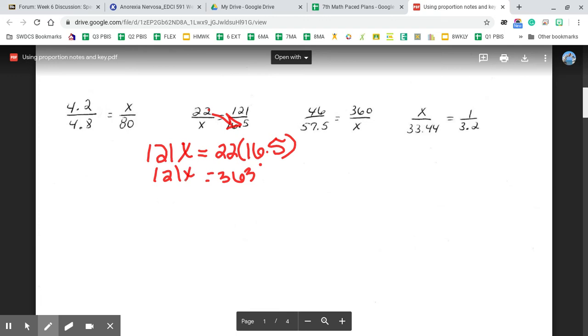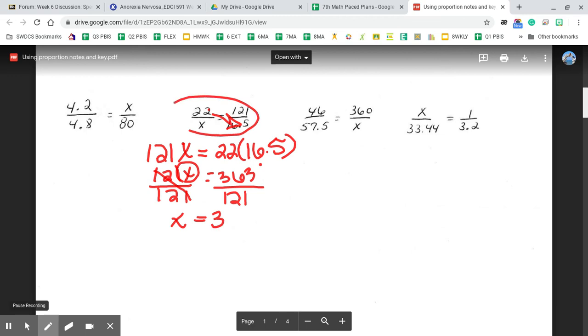Because we're multiplying 121 times x, we use the inverse operation, which is division. So we are going to divide both sides by 121. When we do that, we get 121 divided by 121, which is just x. And then we get 363 divided by 121, which is 3. So to make this proportional, x is equal to 3. We'll also do this last one here.